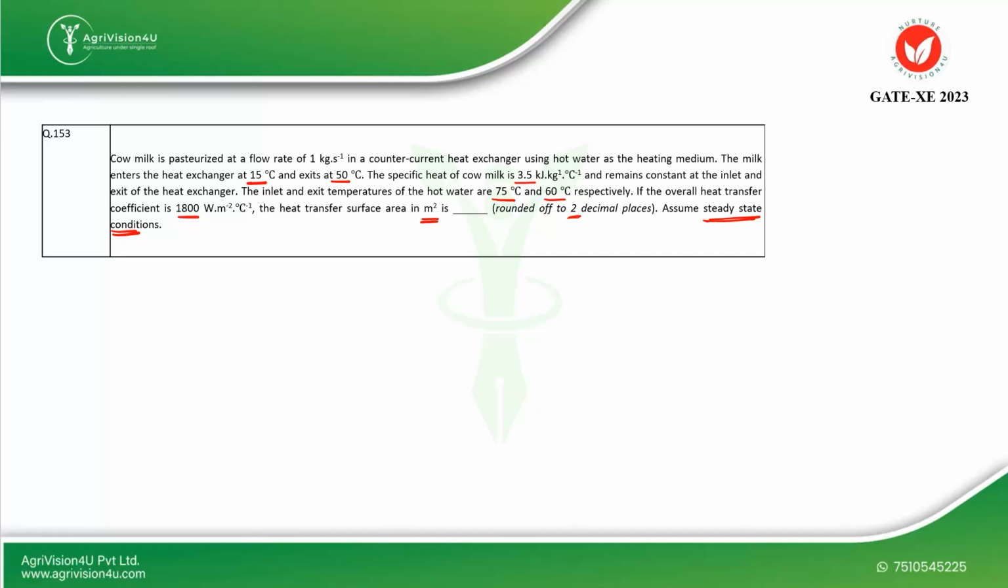Okay. So flow rate of milk is given as 1 kg per second. Inlet temperature is 15 degrees, outlet temperature 50 degrees. Specific heat of milk is 3.5. Inlet temperature of hot water is 75 degrees and outlet is 60 degrees. And the overall heat transfer coefficient, that is U, is given as 1800. So what is a counter current heat exchanger first? It is a type of heat exchanger where the two fluids flow in opposite directions. Counter current means opposite direction.